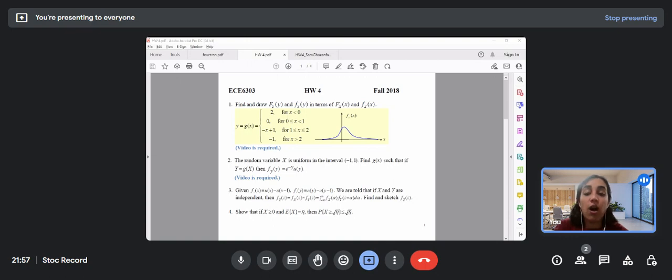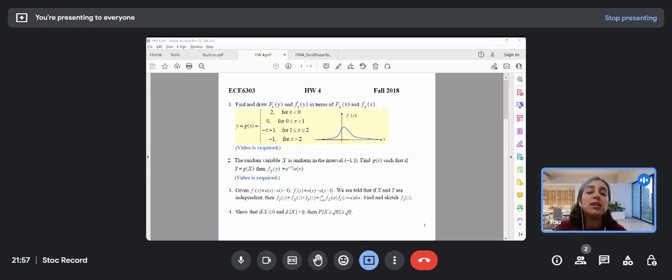calculate and draw the probability density and the probability distribution functions of random variable y in terms of random variable x. When we look at the formula for g of x, we understand that only in the range of 1 and 2, the derivative is not equal to 0.